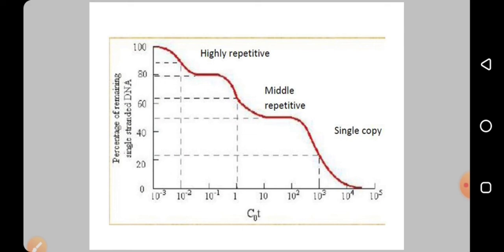So you just have a look at this Cot curve. Here the percentage of remaining single strand DNA is shown, then Cot values are there. If you see this, you can see the 100% highly repetitive contents. That means if your repetitive contents are more, it can form 100% double stranded DNA. Then if it is middle repetitive, the chances for single copy are very less. Highly repetitive, middle repetitive, and single copy, a single fragment. The chances are very less because attraction may be very less between those two renatured fragments of DNA.